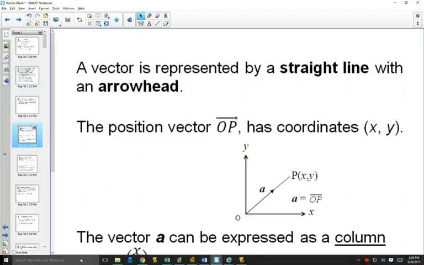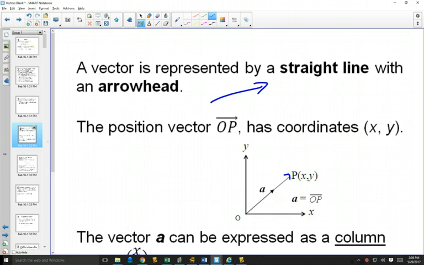So we represent a vector with a straight line and an arrowhead. That's what vectors look like. When we write things, we write an arrow over top. So here we have a line segment from O to P. You can have that arrowhead in the middle there, or if you want to put the arrowhead on the end, either way. So sometimes you'll see in textbooks vectors labeled.